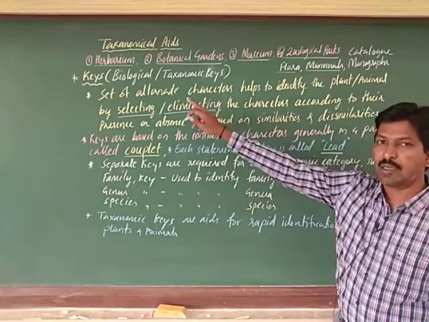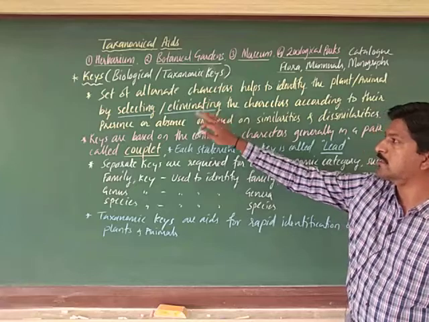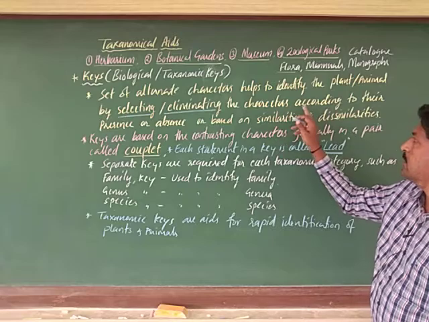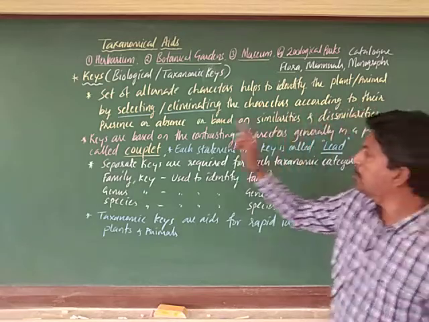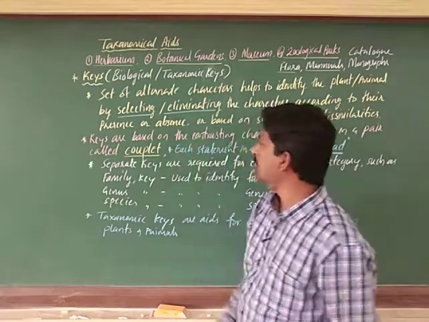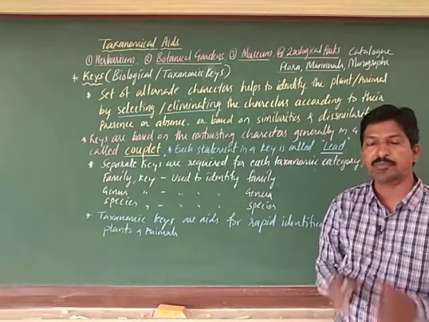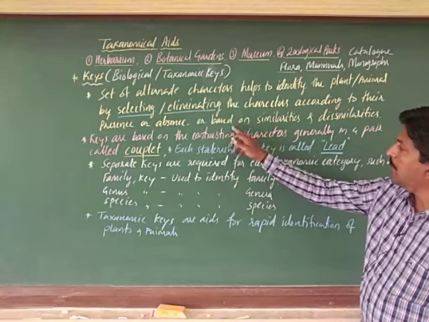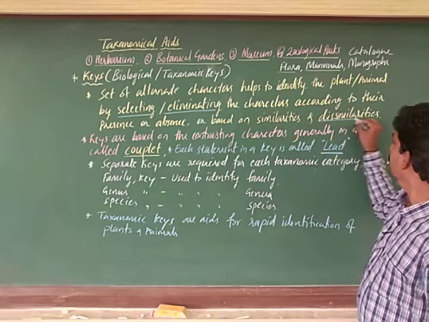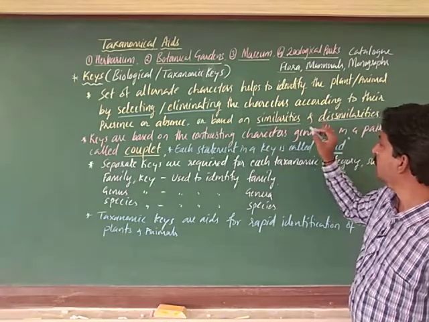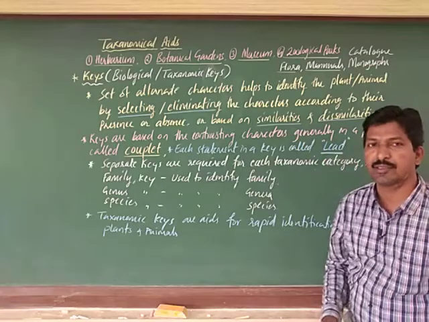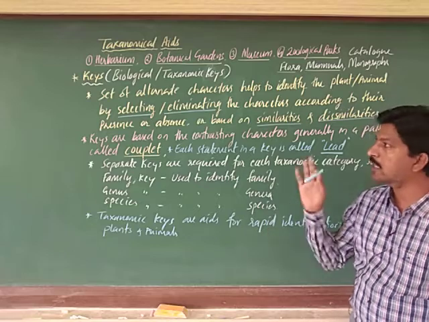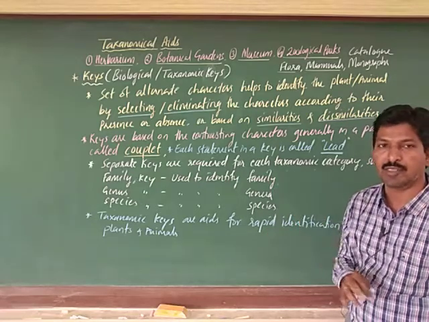There are alternate characters, no? Among them one is selected, one is eliminated. Either selecting or eliminating the characters according to their presence or absence, whether it is present or absent. Based on similarities and dissimilarities, we can also use this term, whether that character is similar or dissimilar.